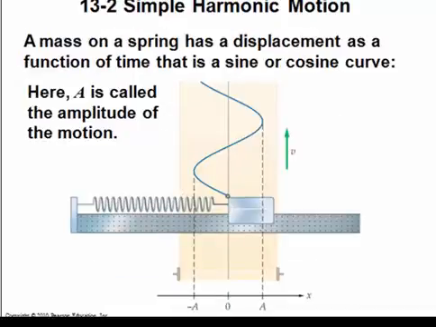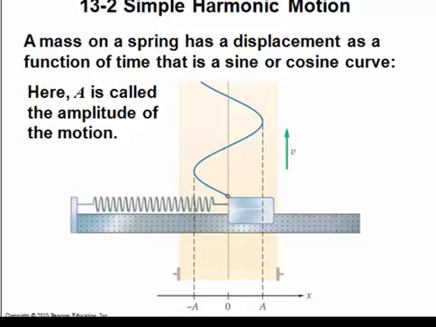In this image, a mass on a spring is oscillating back and forth. It moves from a maximum displacement of A through the equilibrium point at O and to the other maximum displacement at negative A, and then repeats its motion. If there is no friction, then the mass would continue this motion forever. It is called a simple harmonic oscillator.